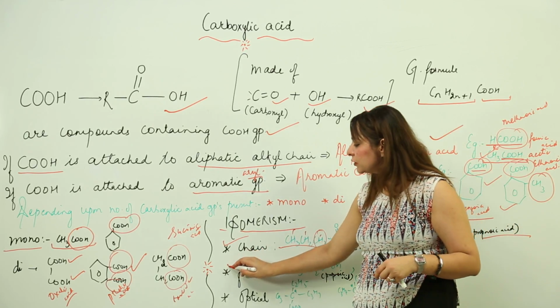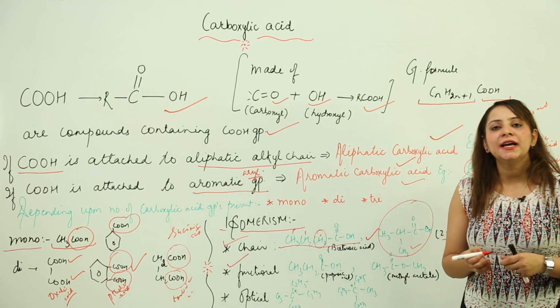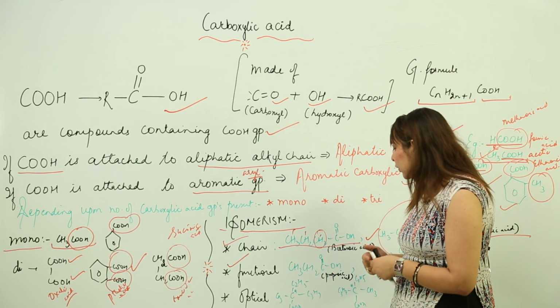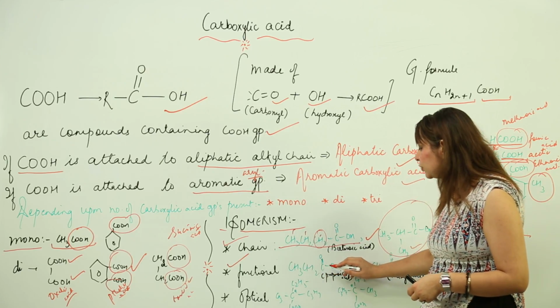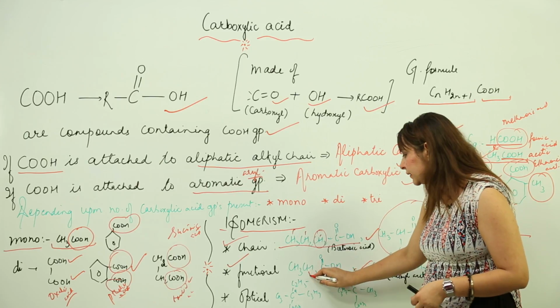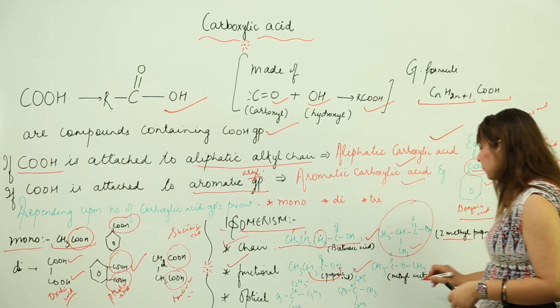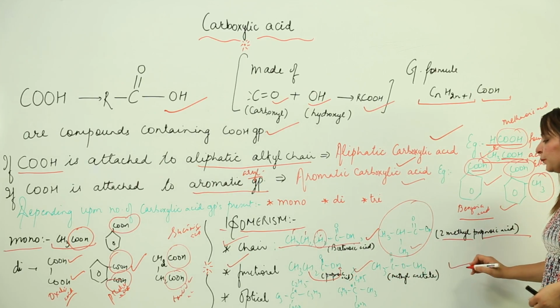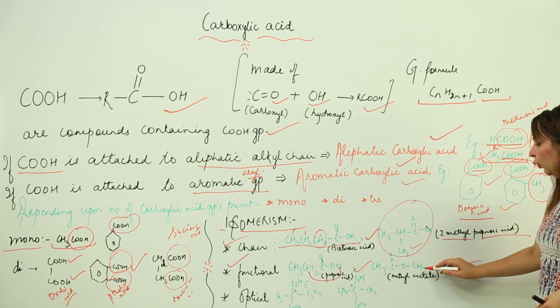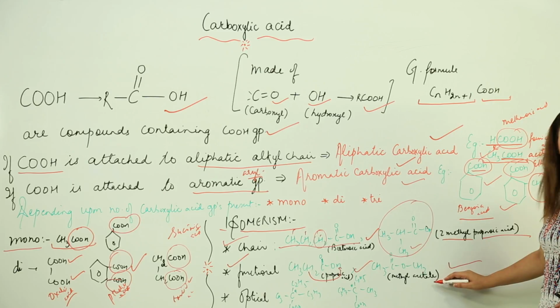Likewise, we can have functional isomerism. You know that functional isomerism is that in which the functional group totally changes. So here what you see is CH3, CH2, COOH, that is propanoic acid. Now if I move this to this side, it gets converted into an ester, CH3, COO, CH3. So this is methyl acetate.